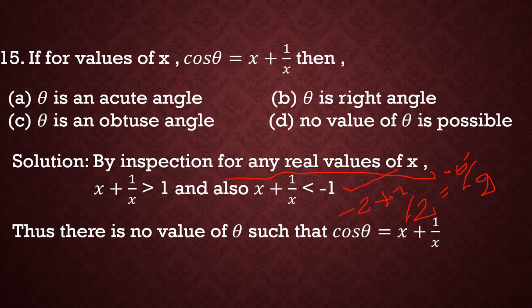But we know that the range of the cos function is the closed interval minus 1 comma plus 1. Therefore, for any values of x, x plus 1 by x does not belong to the closed interval minus 1 comma plus 1. Therefore, no values of theta are possible. So this will be the option.